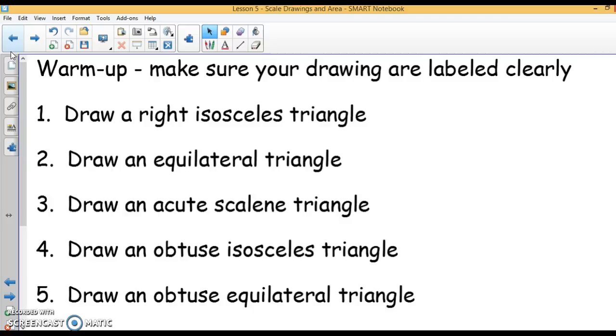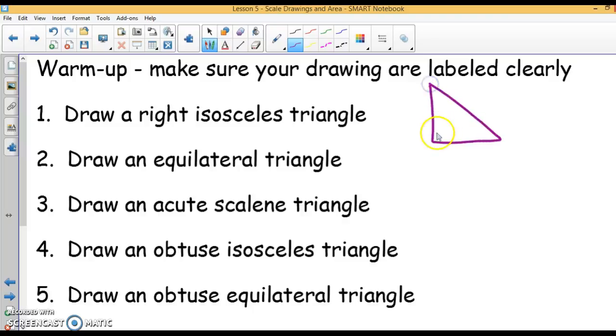All right, draw a right isosceles triangle. Well, a right triangle has a right angle. So when you draw this, the first thing you need to do is put a right angle in. You can either draw the right angle with a box or put 90 degrees in. Right isosceles. Isosceles means two sides are congruent. So I'm going to put a hash here and here, 2 here. So this is a right isosceles.